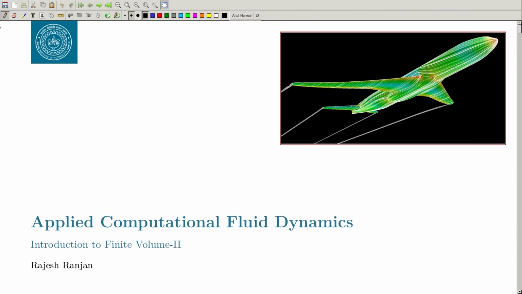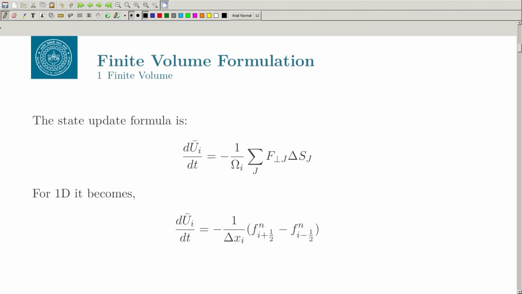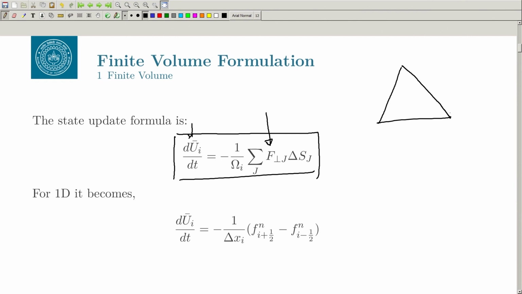What we saw is that when you use the integral form of the equation, we get our state update formula, which is like an ODE. On the right hand side you calculate the fluxes, and on the left hand side you can use your favorite time scheme. If you have a domain like this, and I call J the interface and this is my I, to calculate the variation in I, all you need to do is calculate the fluxes at all these three interfaces.